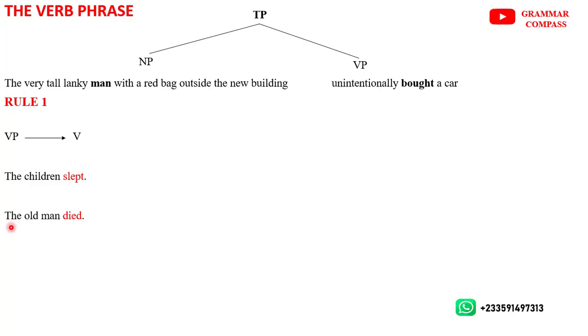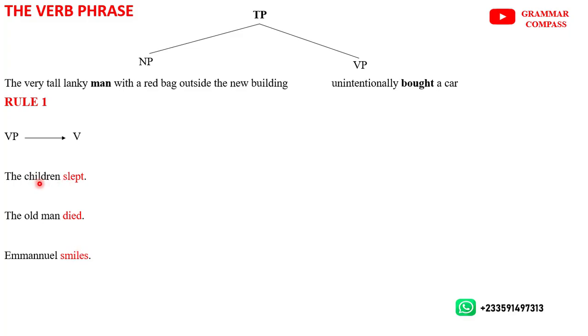Another sentence is the old man died. Can you identify the part which serves as our NP? Obviously, it is the old man. And then, which part serves as our VP? It is died. And it is a single verb. That is the minimum form of the verb phrase that you can get. It can be made up of only a verb. That is rule number 1. Emmanuel smiles. Here, Emmanuel constitutes our NP, and then smiles is our VP. Therefore, we have just one verb serving as our verb phrase.